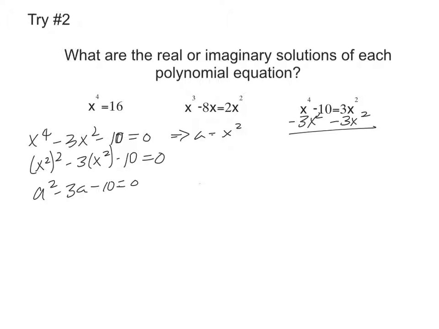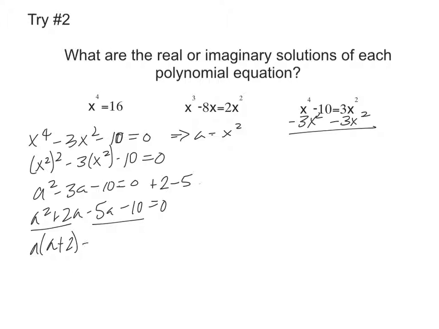AC here is only 1 and 10 and 2 and 5. 2 and 5 will work, right? But it's going to be -5 and +2. So that becomes a squared plus 2a minus 5a minus 10 equal to 0. Group and group. That becomes a is greatest common factor, and then a plus 2 is left over. -5 is the greatest common factor, and then a plus 2 is still left over. So then your factors are a minus 5 and a plus 2 equal to 0.